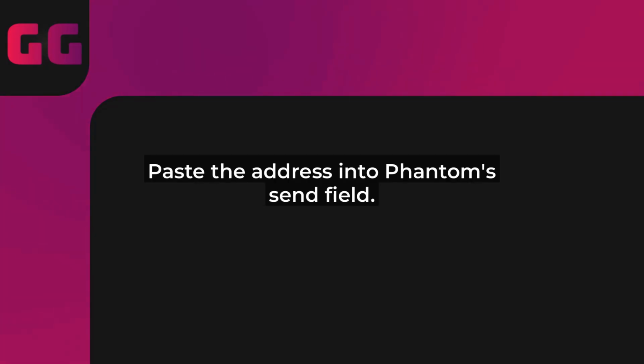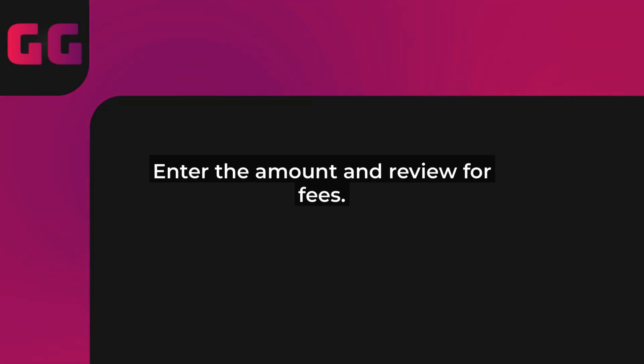Choose Modic from the list, and make sure it's set to the Polygon network. That's crucial to avoid any issues. Copy the deposit address provided by KuCoin. It's a long string of characters, so be careful not to make any typos. Paste this address into the To field in your Phantom wallet.